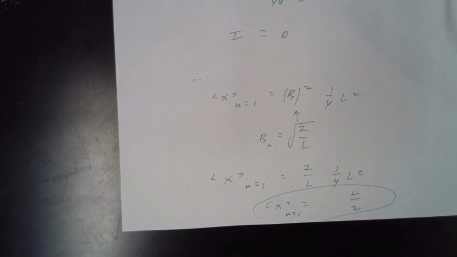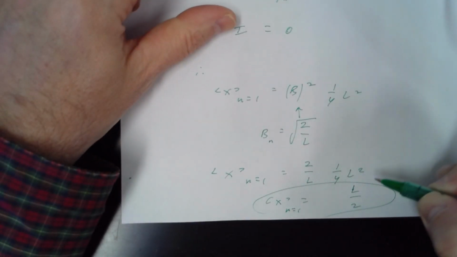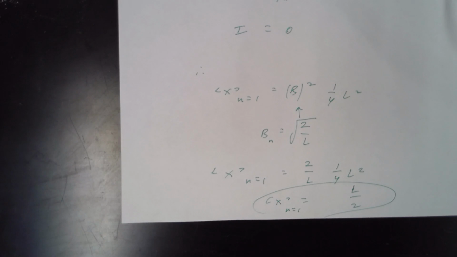The average value of position, if I prepare many, many particles identically prepared in this infinite box, and measure the position of each of those particles, I'll get a random number somewhere between 0 and L each time. But if I find the average of all those measurements, I'm just going to get L over 2, which I hope makes sense intuitively to you. And we'll talk more in class about why that answer makes sense.